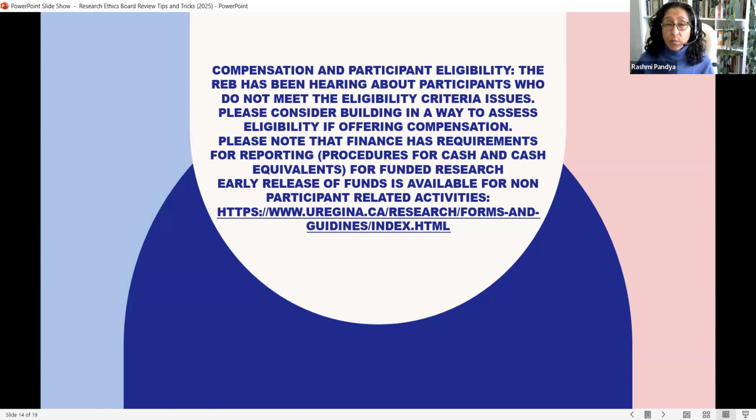Finance has requirements for reporting on funded studies. It's a document called Procedures for Cash and Cash Equivalents, and it's available on that link on this page. There's also an early release of funds available for funded research if you require it for non-participant related activities. That goes through me, and you should copy any of the grants facilitators that are working with you on a specific grant on that email when you submit it.